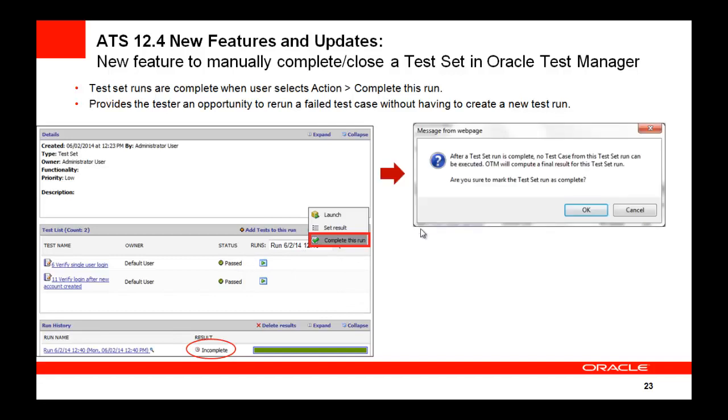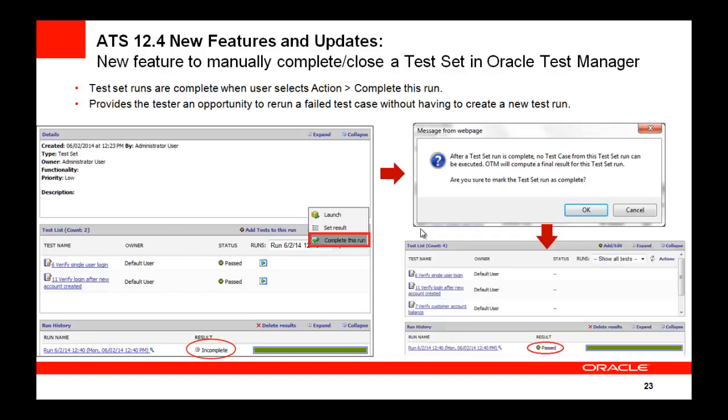A pop-up will appear asking the user if they are sure they want to mark the test set run as complete. Once you click OK, you cannot change the test run status to be incomplete again. So please make sure you really want to mark the test set run as complete before clicking on OK. After clicking on OK, the result of the test run will be displayed in the result column.